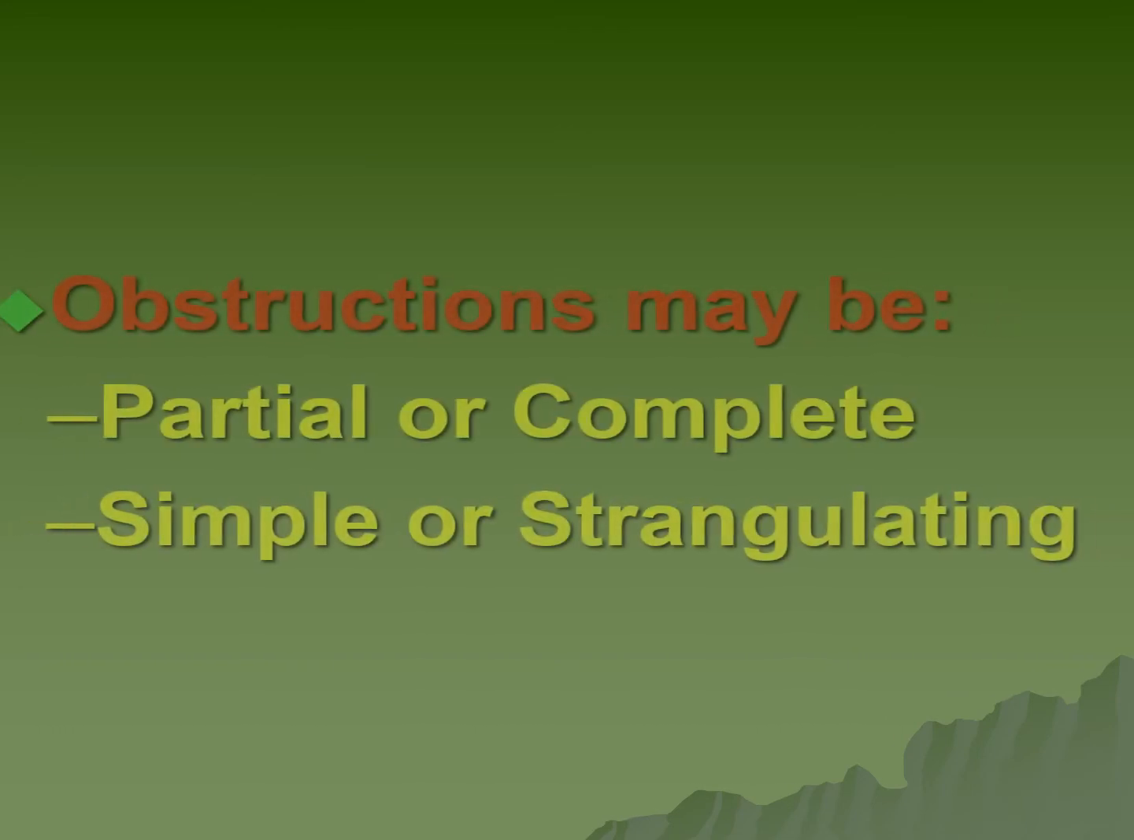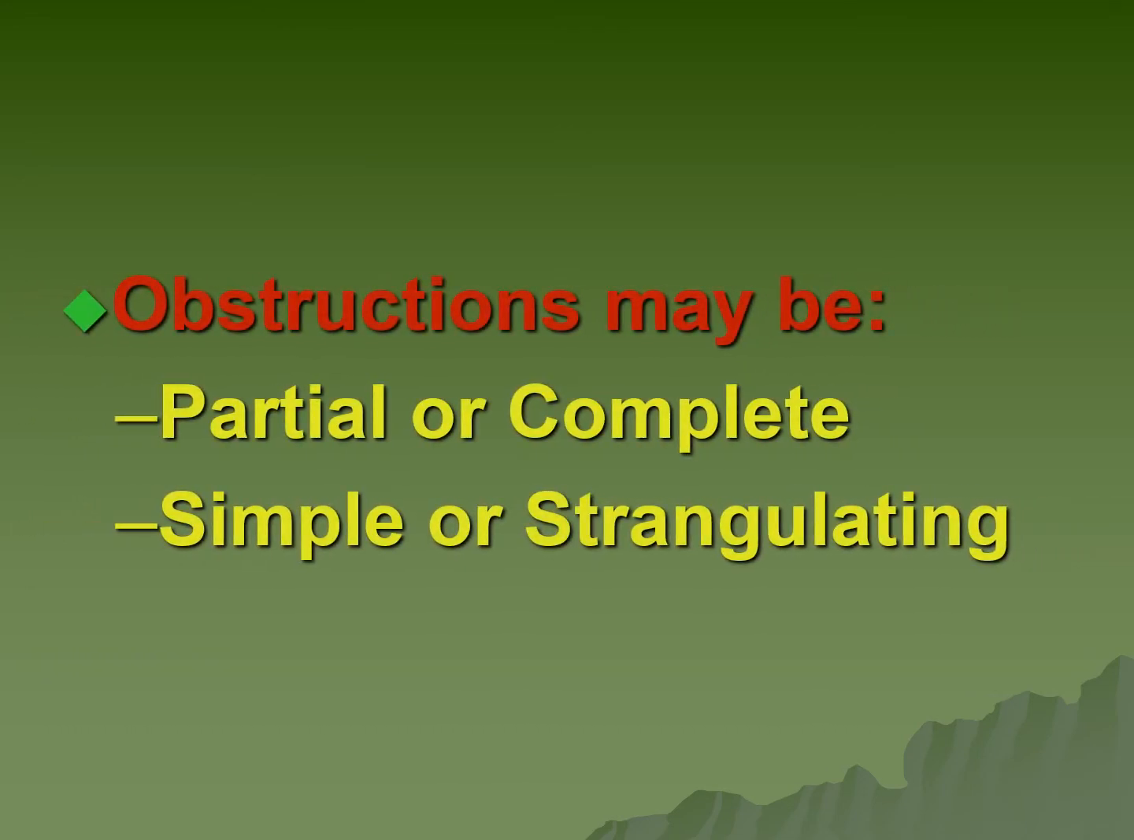Now, obstructions are further classified as either partial or complete. Most partial obstructions do not require surgery, while most complete obstructions do. Obstructions may be simple or strangulating. Simple obstructions do not compromise the intestinal blood supply. Strangulating obstructions compromise the intestinal blood supply. Please note, simple obstructions typically do not require surgery, whereas strangulating obstructions do require surgery.